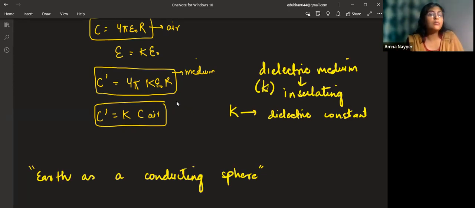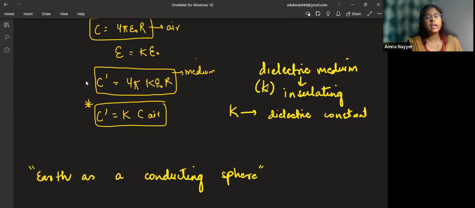And class, throughout capacitance, this is an important formula. It won't affect you much in the initial portion, but when we go to the derivations of parallel plate capacitors, there you will see C prime is equal to KC. This is very useful. Sometimes questions are asked: if the medium is changed, will capacitance increase or decrease? You can see this is getting 8 times multiplied, so it will increase.